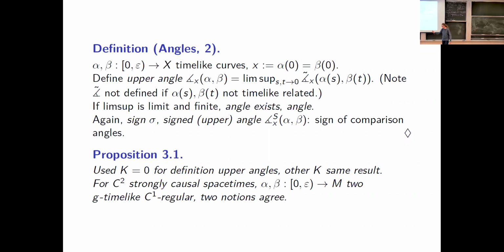And for C2 strongly causal spacetimes and C1 regular G time-like curves, the things are the same as in the definition I had before for spacetimes, for Lorentzian manifolds.